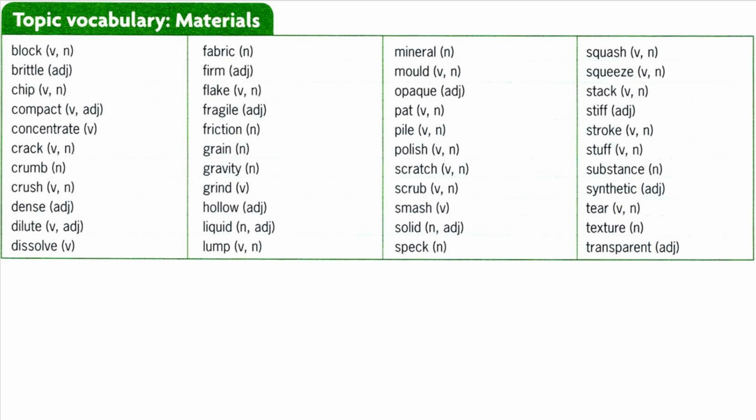Mold. To give something a particular shape or form. Mold the clay into the shape of a person. Mold. A shaped container into which you pour a liquid that then becomes solid in the shape of the container. Pour the jelly into the mold and then put it in the fridge. Opaque. Opaque glass, liquid, etc., is difficult to see through. We've had opaque glass put into the bathroom.